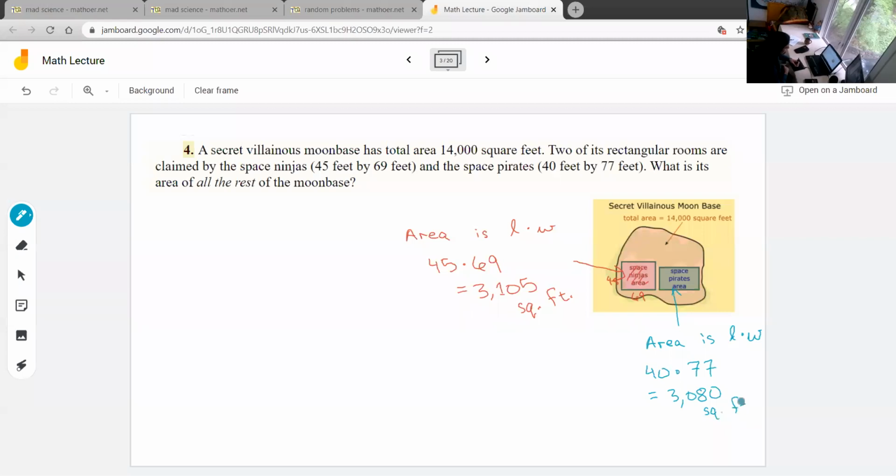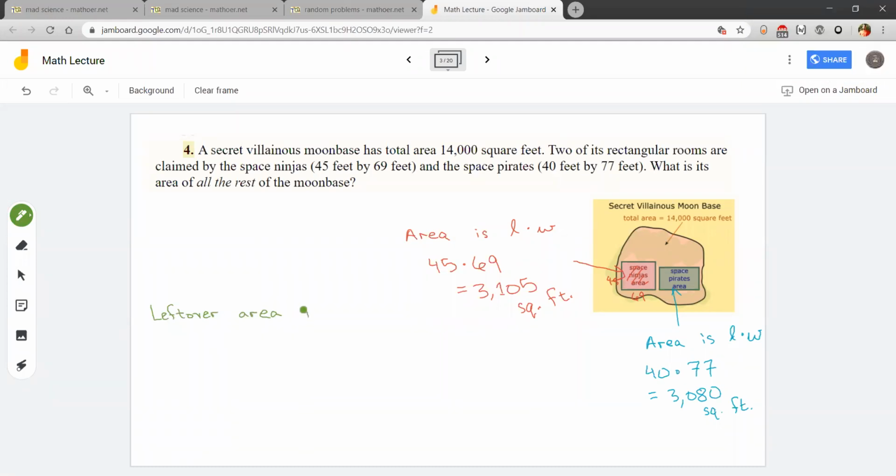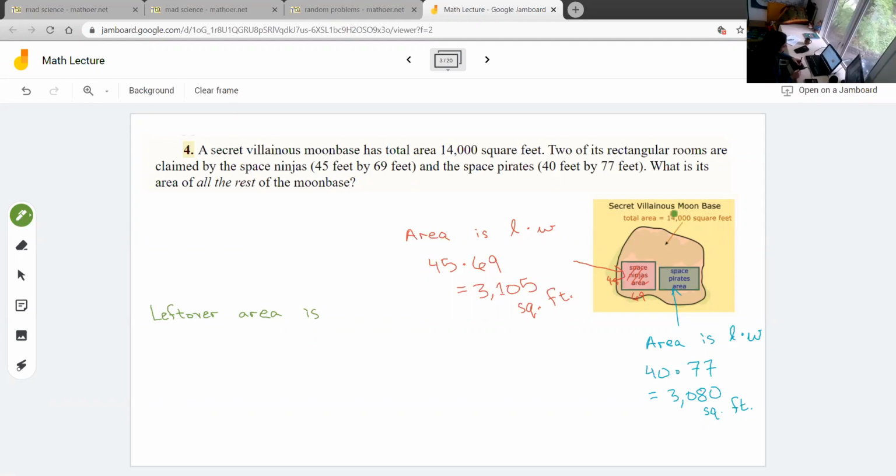Okay, so we know how much space in this not to scale picture the ninjas and the pirates have. So how much is everyone else with green? So you would just add those two areas together and then subtract them from the total, right? Yes, so the total is the 14,000.